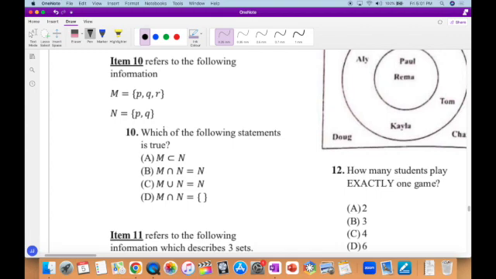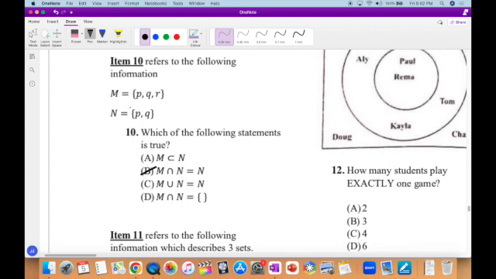Item 10 refers to the following information. M is equal to {P, Q, R} and N is the set with P, Q. Which of the following statements is true? M is a subset of N, not quite, because it's N that is the subset of M, I would say. M intersect N equals N, yeah, that is true. M union N equals N, no, that's not true, and M intersect N is the empty set, no, that's not true. So it'll be B.